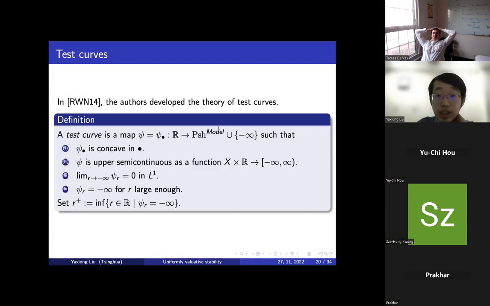Sorry, I do not introduce the explicit definition. So such that psi is concave in this dot, and psi is upper semi-continuous as a function on X times R. And when r goes to minus infinity, psi goes to zero in L1 sense. And for I large enough, psi r equals minus infinity. The right picture is this.